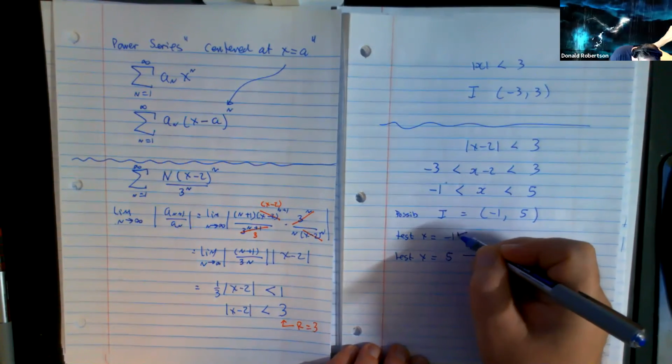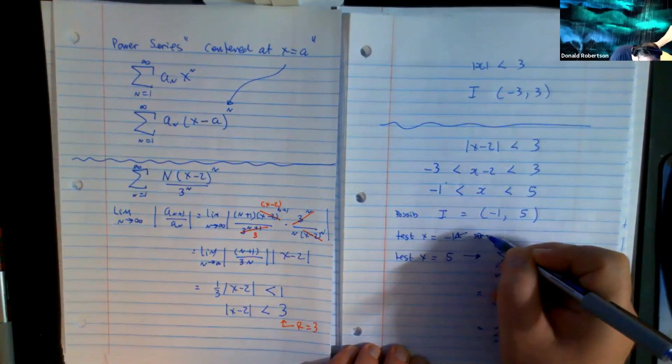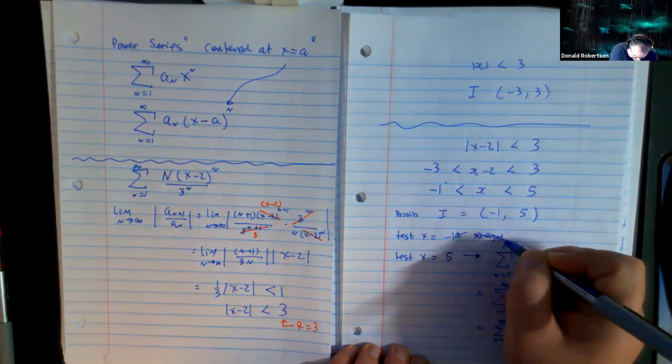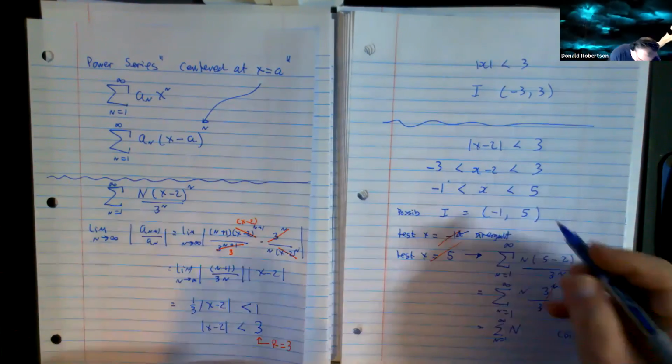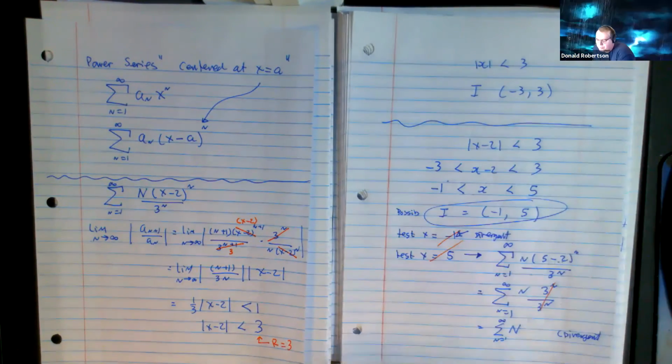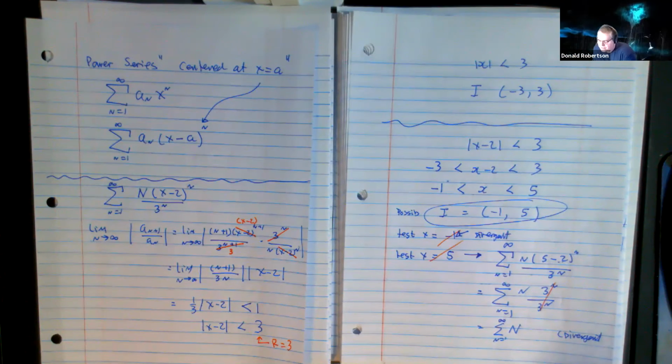Can you trust me if you did this one, it's also divergent? Which means the interval of convergence stays put. Neither of the two endpoints work.